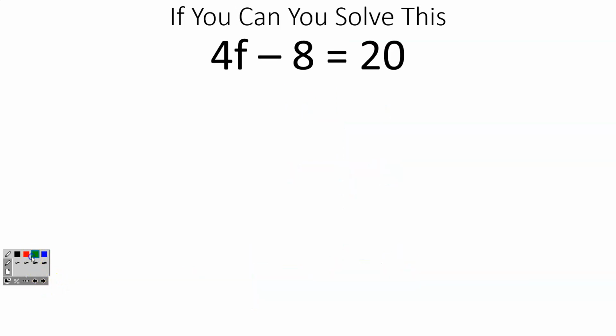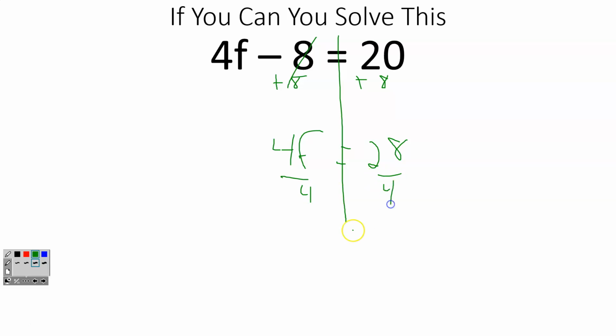So now, if you can do this type of problem by drawing a fence, adding 8 to both sides, that gives me 4f on this side. 20 plus 8 is 28. And divide both sides by 4. We get an answer of f equals 7.